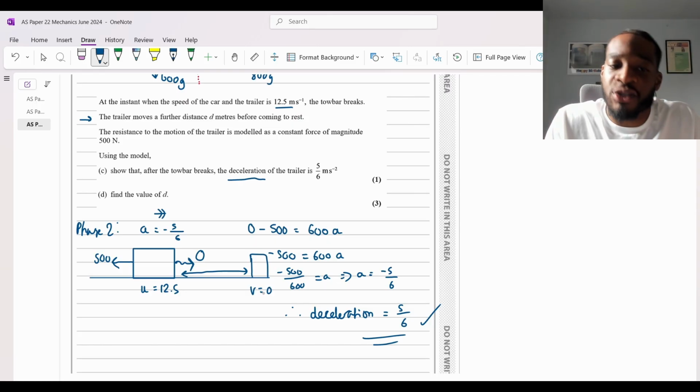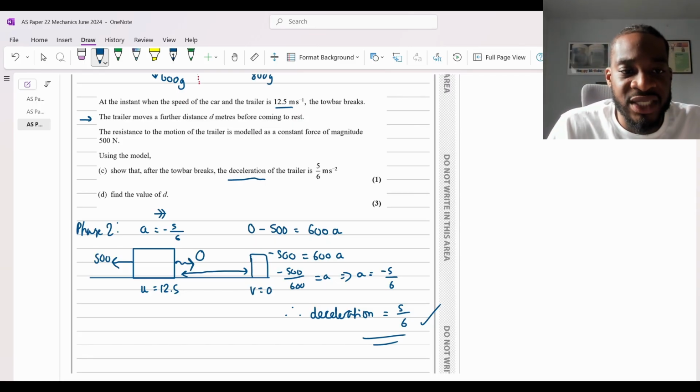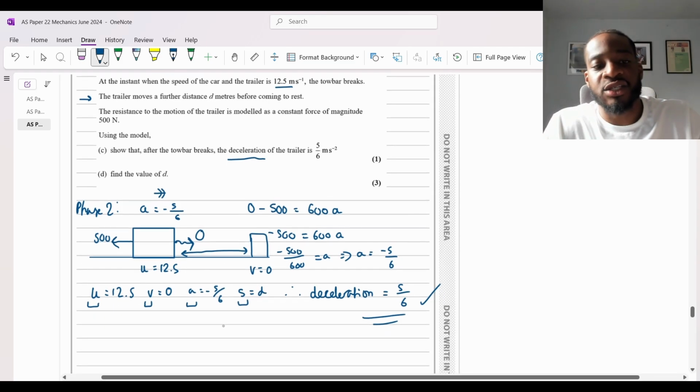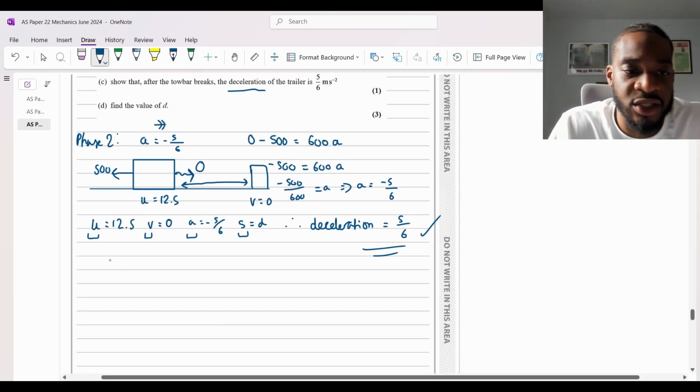So essentially this is just SUVAT. We need to figure out what d is, so let's write out the variables that we know. We know u equals 12.5. We know that it finishes with a speed of zero because it's at rest. We know that the acceleration is minus 5 over 6. And we're looking for s, which in this case is called d. So what SUVAT formula connects u, v, a, and s together? That's just v squared equals u squared plus 2as, isn't it?